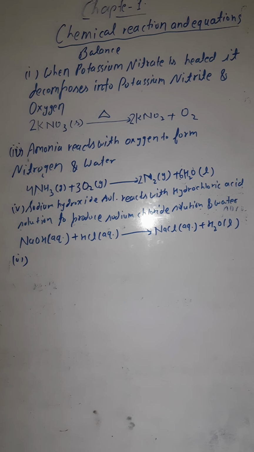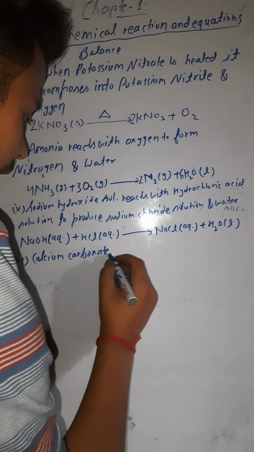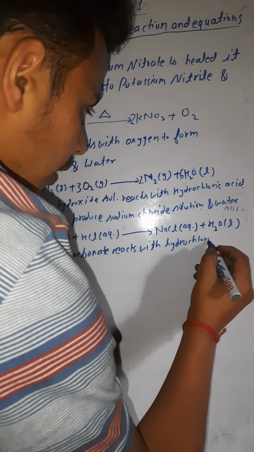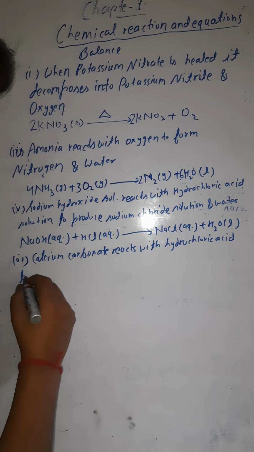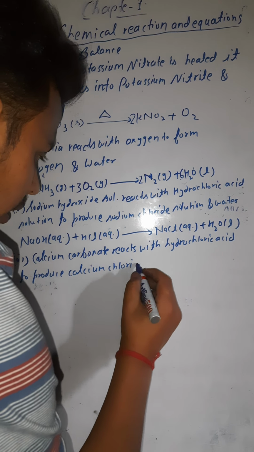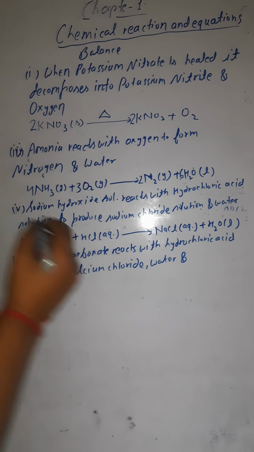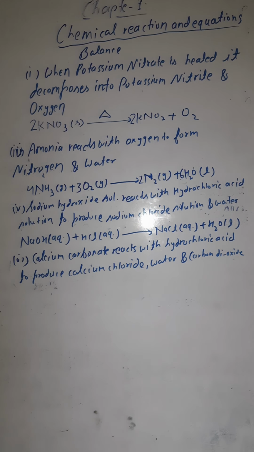Calcium carbonate reacts with hydrochloric acid to produce calcium chloride, water and carbon dioxide.